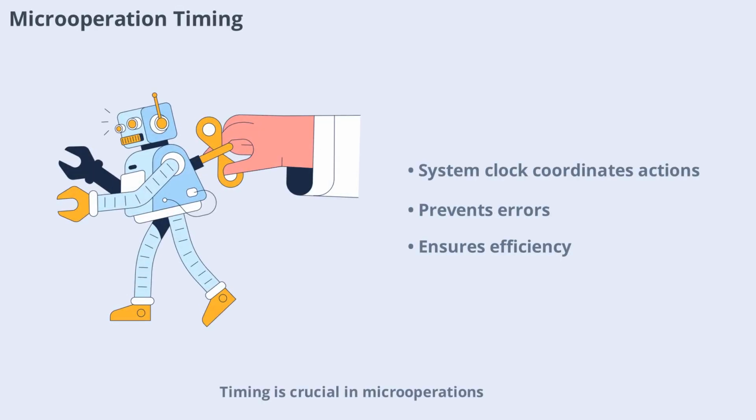Timing is crucial in microoperations. Each microoperation must occur at the right moment, coordinated by the system clock. The clock ensures that data transfers, calculations, and logic operations happen in sync, preventing errors and ensuring smooth execution. Proper timing allows the CPU to execute instructions efficiently and reliably.